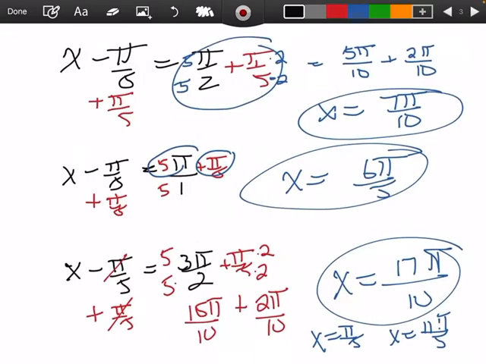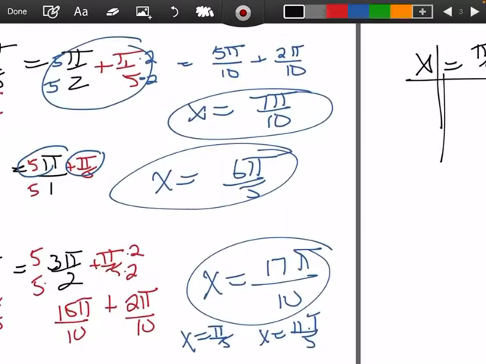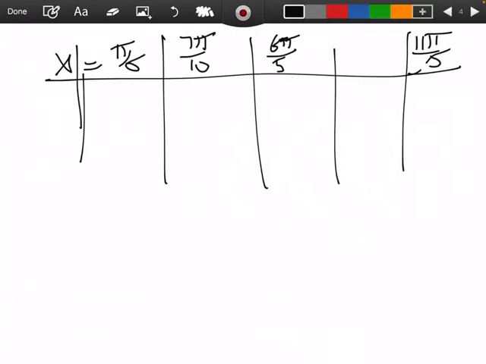And 7 pi over 10, 6 pi over 5, 17 pi over 10. 7 pi over 10, 6 pi over 5, and, oops, 17 pi over 10.